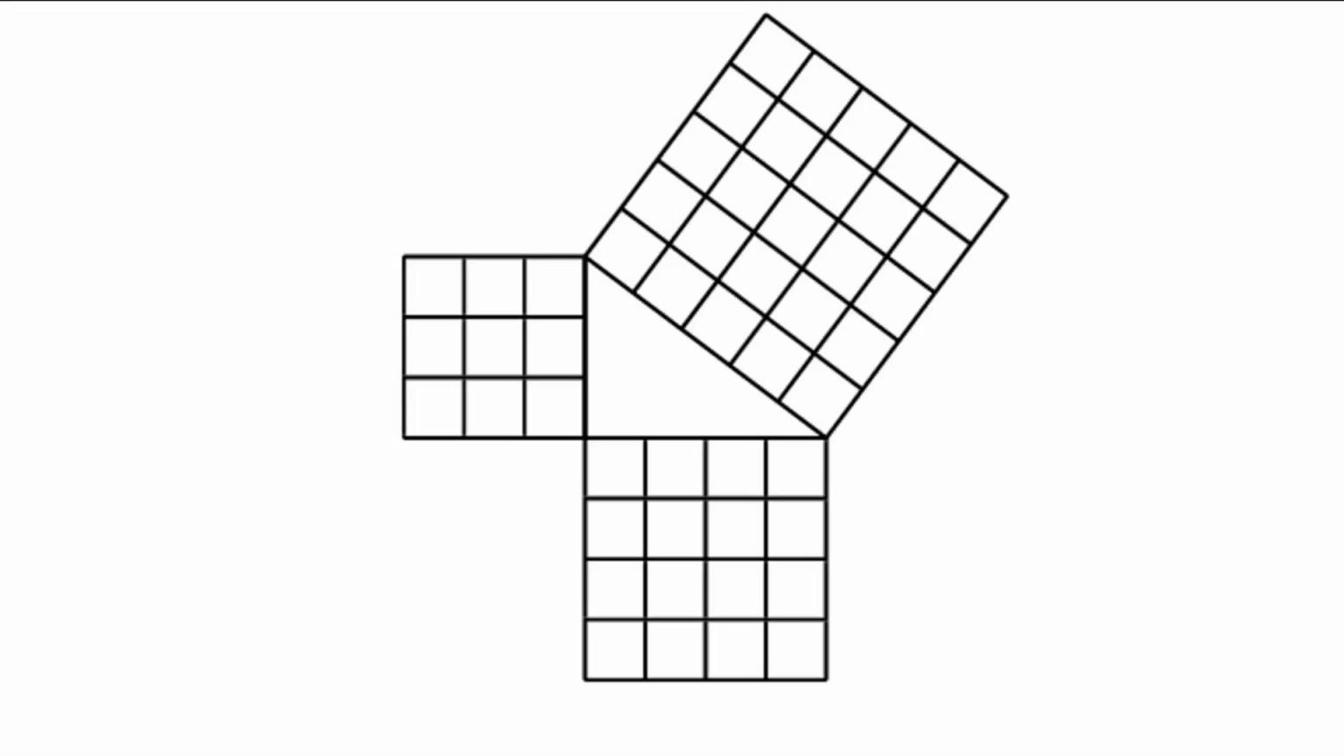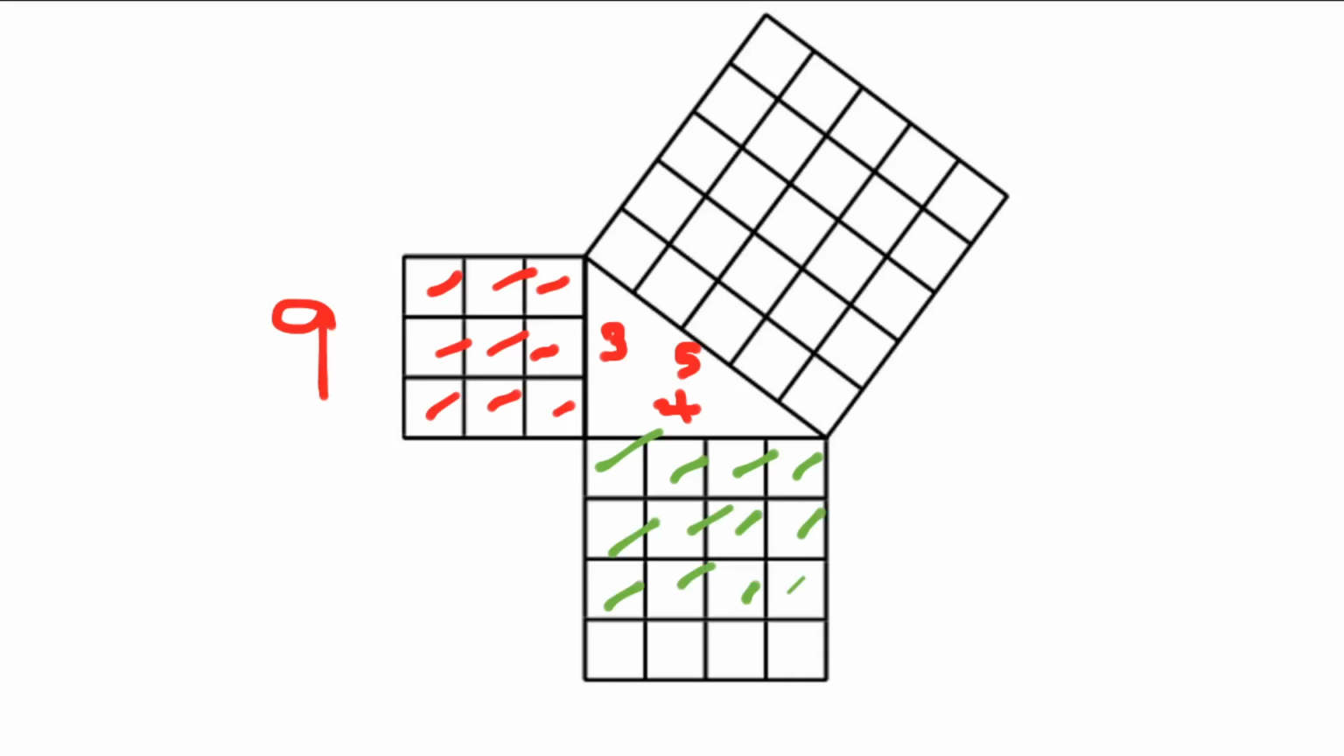Looks like on the side that used to have 3, this was 3, 4, and 5, this side has 3, so 1, 2, 3, 4, 5, 6, 7, 8, 9. The side of 4 has 1, 2, 3, 4, 5, 6, 7, 8, 9, 10, 11, 12, 13, 14, 15, 16. And this side of 5 has 25.